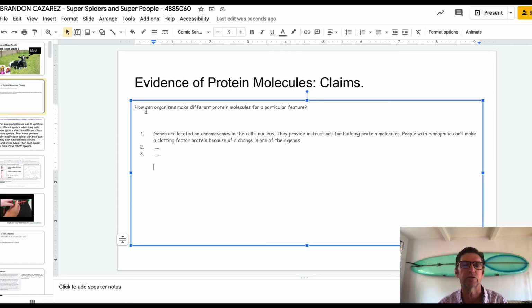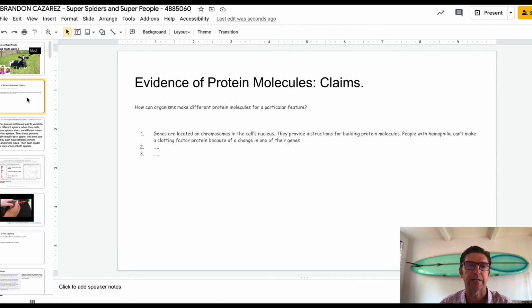A-level student can turn into a CER to answer this question. How can organisms make different protein molecules for a particular feature? So when you answer a question, you're making a claim, you include your evidence, and you have your reasoning. So we're going to do that now. Probably don't have that much time in class as usual, but hopefully a little more than the last couple of times. And let's make a top slide CER.